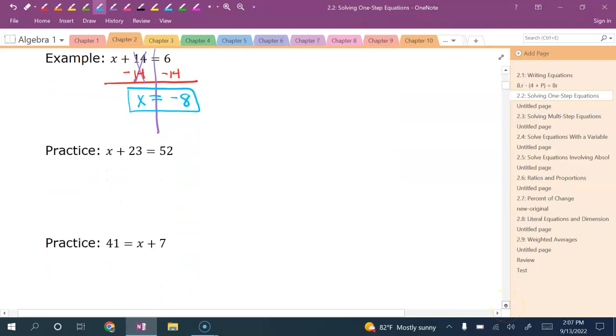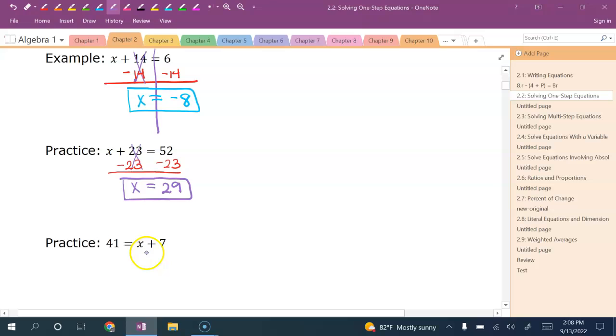There's two practice problems here that are very similar to that example. Pause the video, try these practice problems, and then resume watching to see the answers. For this first one, x plus 23 equals 52, I would subtract 23. And then I would have x equals 29, because 52 minus 23 is going to be 29.